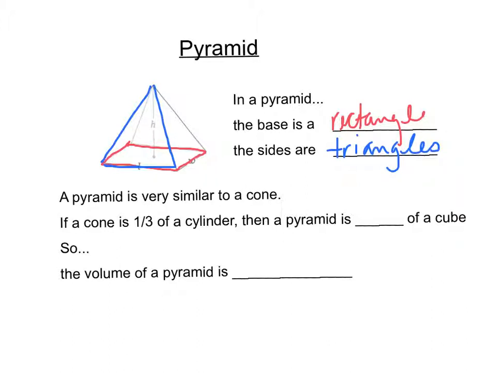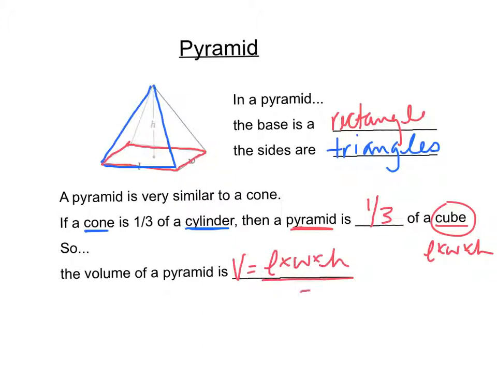And so we can kind of relate a pyramid. A pyramid relates to a cube, as a cone relates to a cylinder. And so we know a cone is a third of a cylinder. And a pyramid has the same relation with a cube. So a pyramid is 1/3 of a cube. And we already know the volume for a cube or a rectangular prism is length times width times height. And all we're going to do is take that and divide it by 3. So the volume is our length times width times our height divided by 3. Unlike the triangular prism, which is divided by 2.